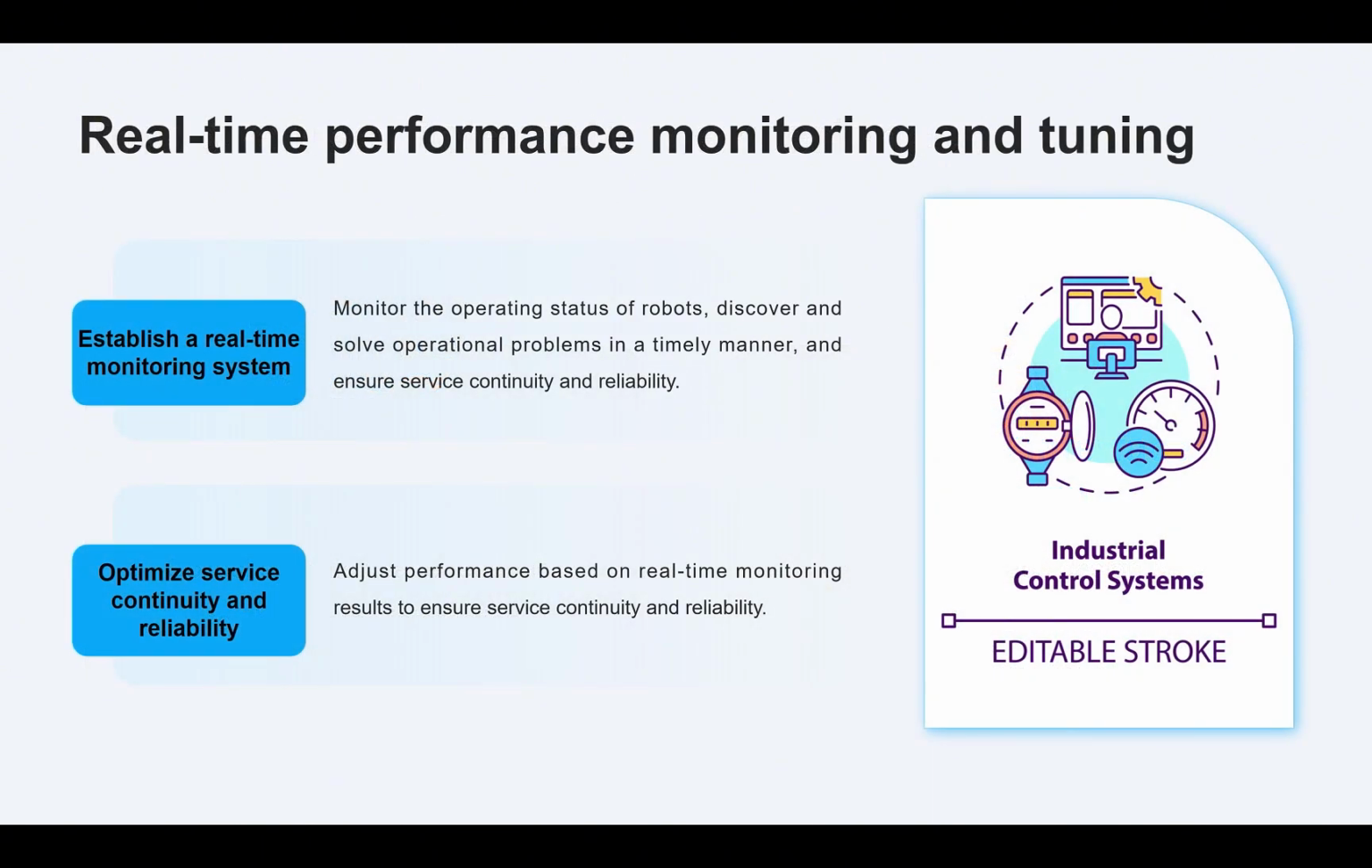Real-time performance monitoring and adjustment. Establish a real-time monitoring system to track the performance of the ordering chatbot, promptly discover and solve operational problems, and ensure the continuity and reliability of the service.